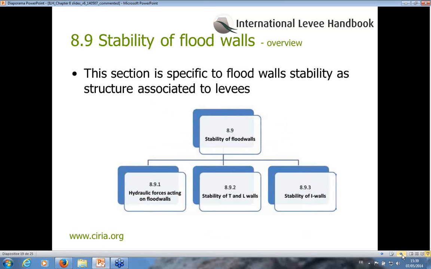The section 8.9 is specific to flood wall stability, as they are structures associated to the levee. The flood walls needed to have their own section as they are part of the flood protection system, but have specific failure modes. The first part of the section deals with the evaluation of hydraulic forces acting on the flood walls. The following sections deal with specific issues concerning stability and analysis of T-walls and I-walls.